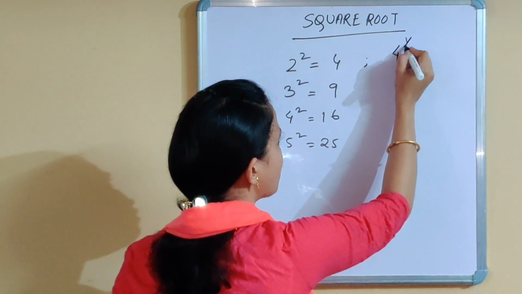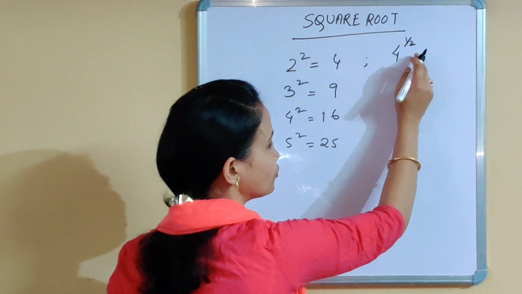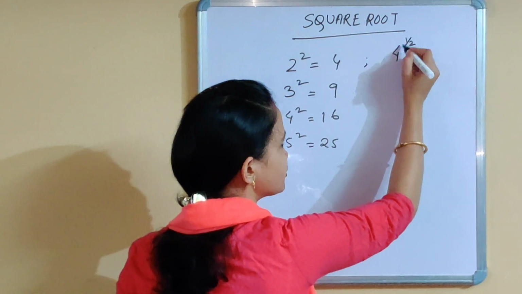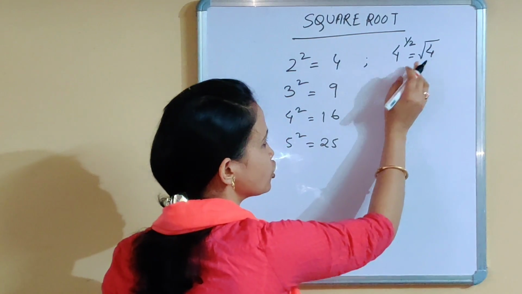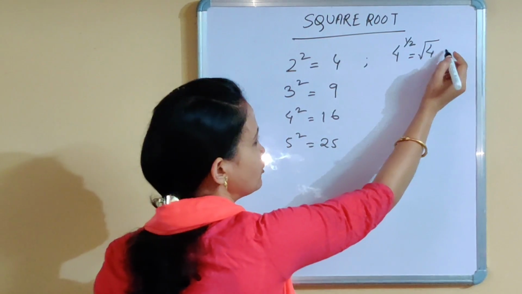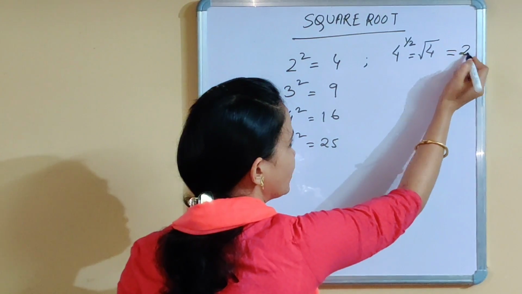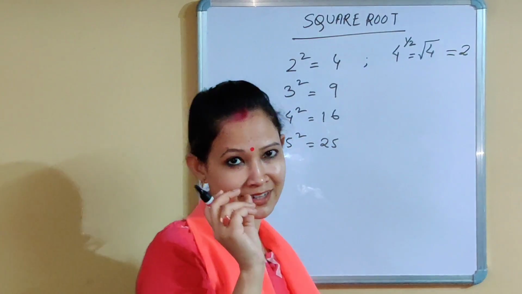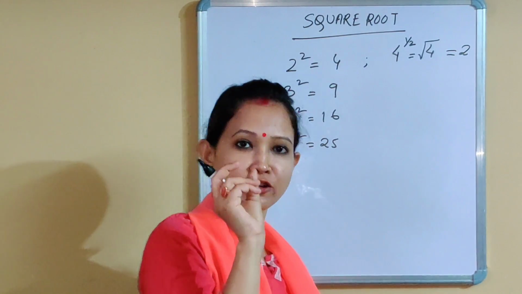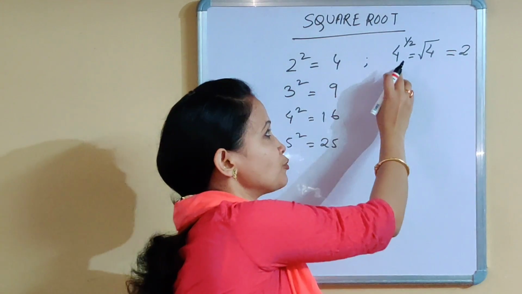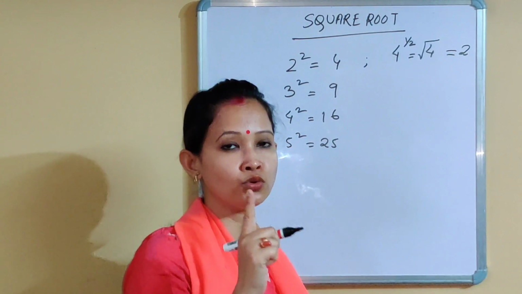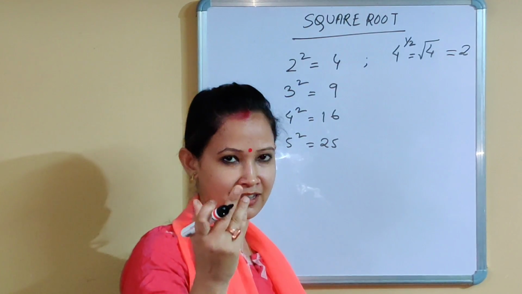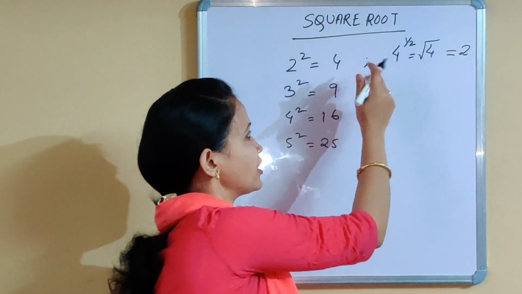that means 4 to the power half. This in symbol I'll write in this way: square root. Square root of 4 will be 2. That means what is that number when you multiply 2 times, it comes out to be 4. It is 2.